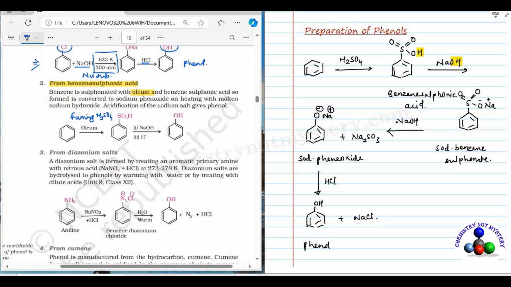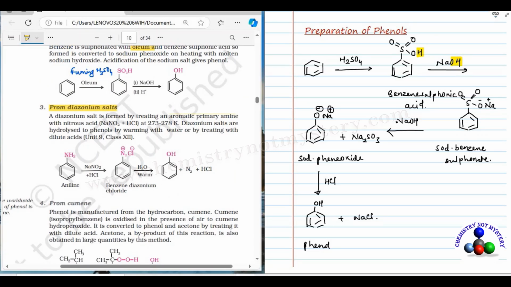Now come to the third reaction. Third reaction is from diazonium salt. A diazonium salt is formed by treating an aromatic primary amine with nitrous acid, which is a mixture of NaNO2 and HCl at 273 to 278 Kelvin temperature. Diazonium salts are hydrolyzed to phenol by warming with water or by treating with dilute acid.